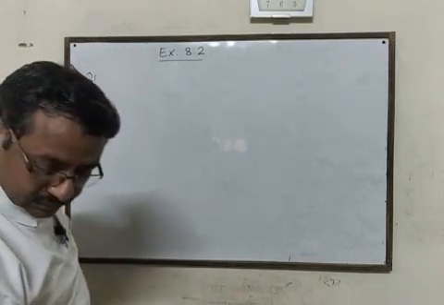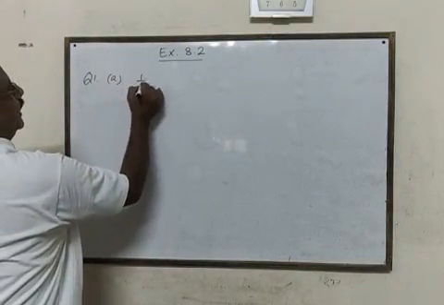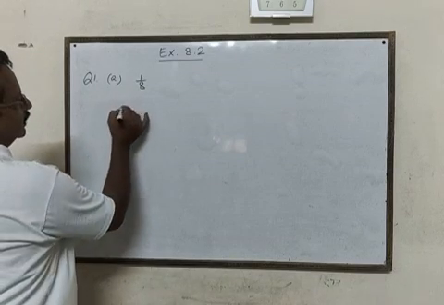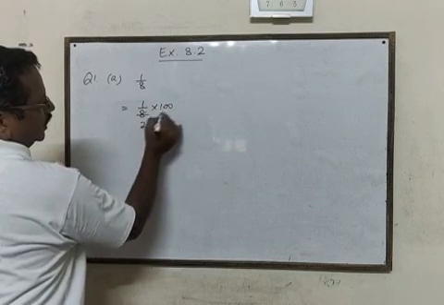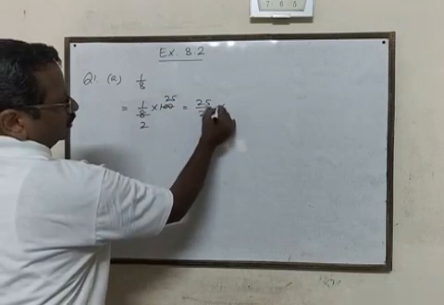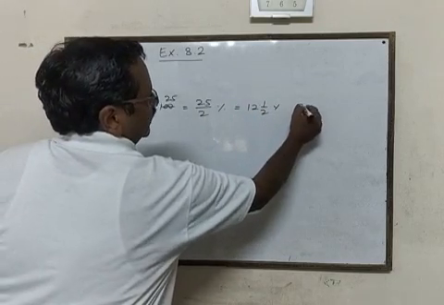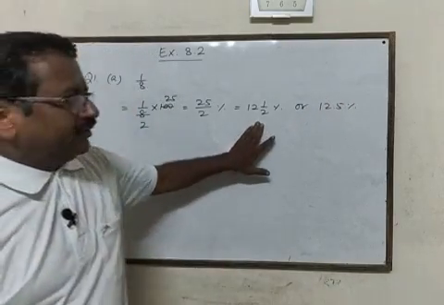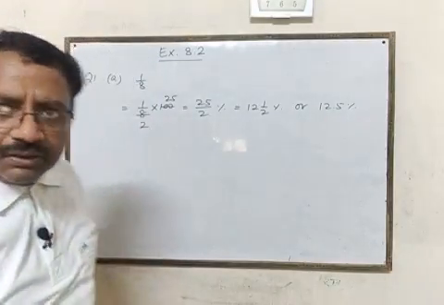Like first part, A part, 1/8, and you want to convert into percent. Direct method, 1/8 into 100, 4 2s are 8, 4 25s are 100, 25 upon 2%, this is equal to 12 and 1/2%, or you can write 12.5%. It is up to you whether you want to write in mixed fraction or decimal. Both the answers will be correct.